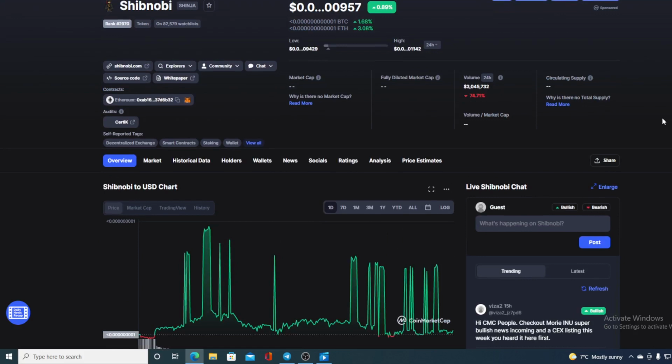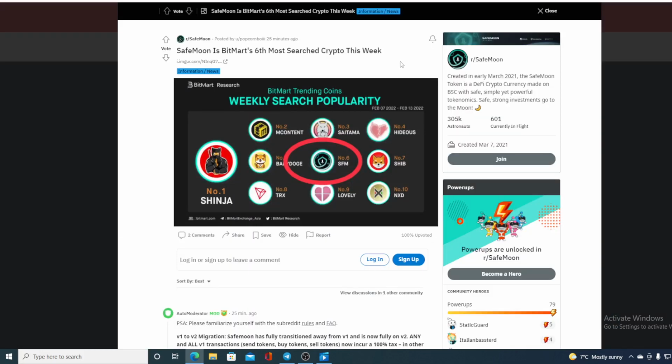Now, before I continue with the price prediction, let me share some more interesting news with you. Check this out, guys. SafeMoon is BitMart's 6th most searched crypto this week. Now, Shibnobi is on SafeMoon, but take a look at Shinja, guys. Shinja is number 1. So we are trending, gaining in popularity and gaining in strength. So things are looking good for Shibnobi, guys.